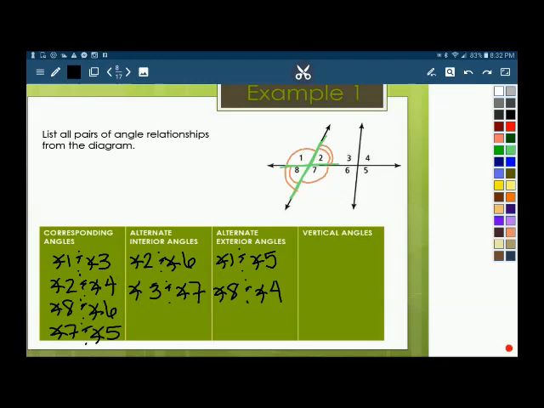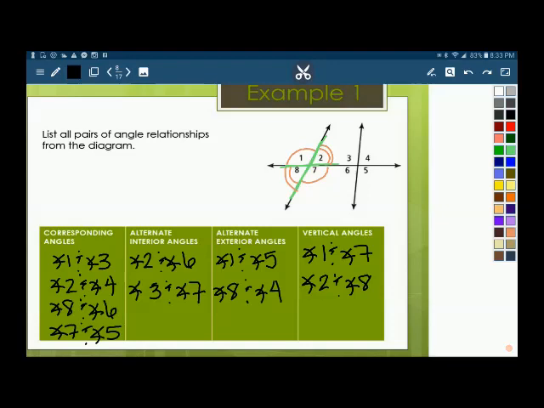I keep saying like an X formation. That's what I mean by the lines have to be straight. Okay, we can't have any bends in the line or turns or anything like that. They have to be perfectly straight, creating an X formation in order for them to be considered vertical.